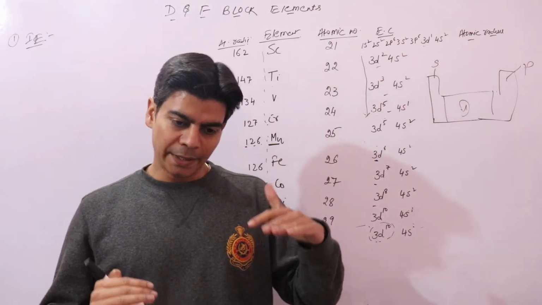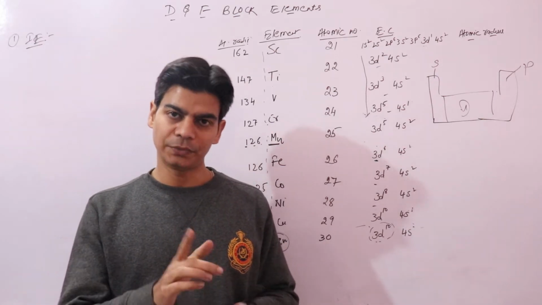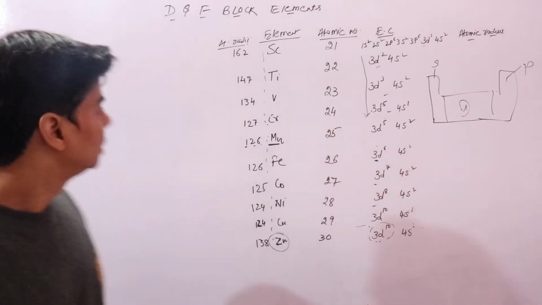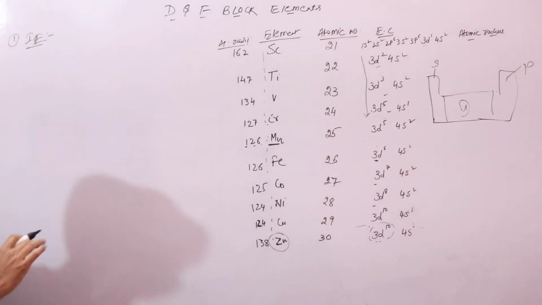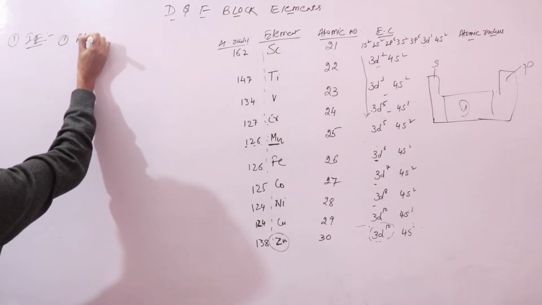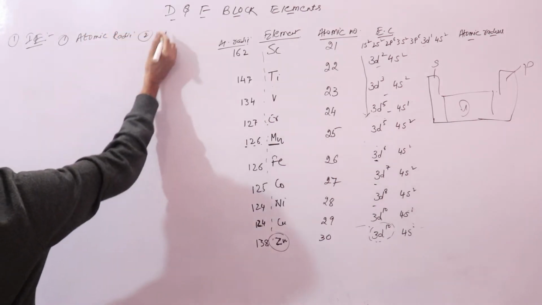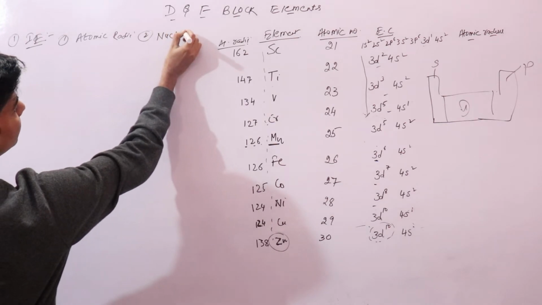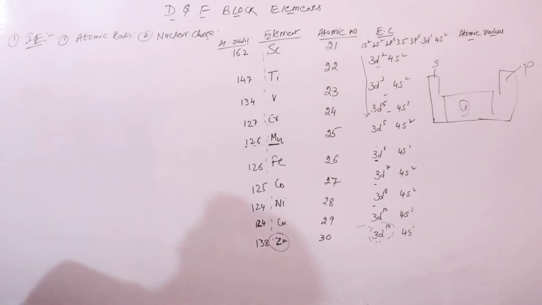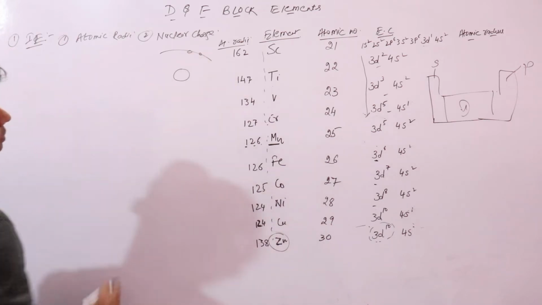So we need to know the factors on which the energy required to remove the outermost electron depends. This energy depends first on atomic radii, and it also depends on nuclear charge. We are already familiar with all these concepts, right? Nuclear charge. Suppose this is your nucleus and this is your outermost shell, and you have two electrons.